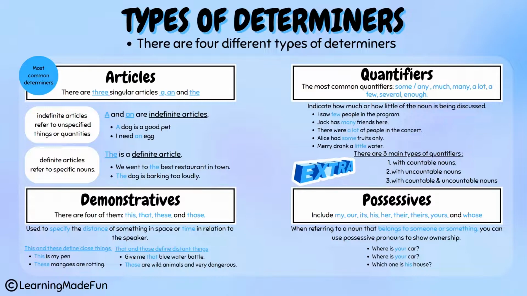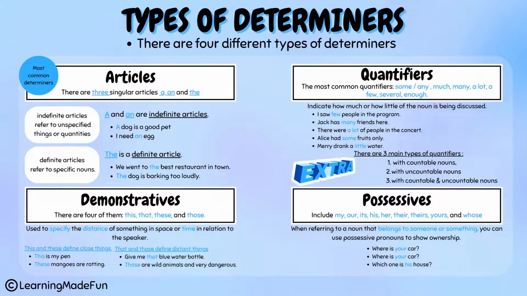Now, the second type is quantifiers. The most common quantifiers are some, any, much, many, a lot, a few, several, enough. Now, these all tell us how many. It tells us the number, so indicate how much or how little of the noun is being discussed. So it tells us if there are many, there is a little, it tells us how many.